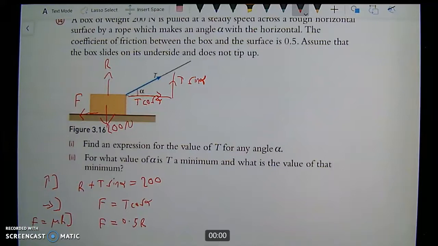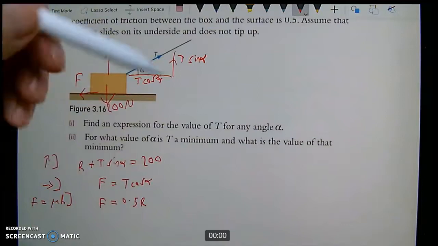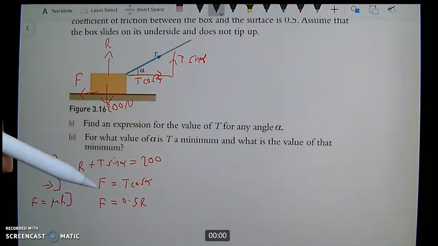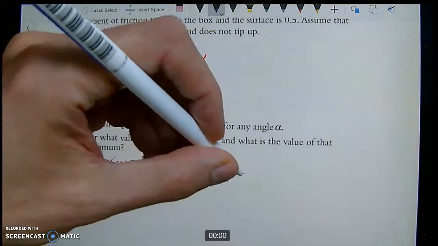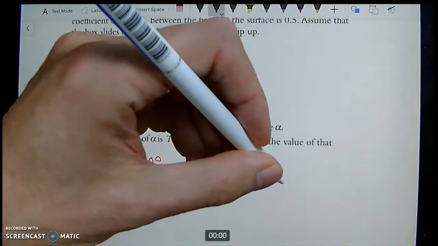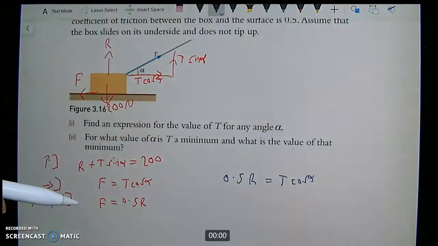And now we have to solve them simultaneously, and we need to get T just in terms of alpha. So that is going to mean eliminating the other two letters, F and R, between the equations. So if we want to do this, we'll have to substitute. So for F, we could begin by writing 0.5 R equals T cos alpha, subbing for F from the bottom equation.